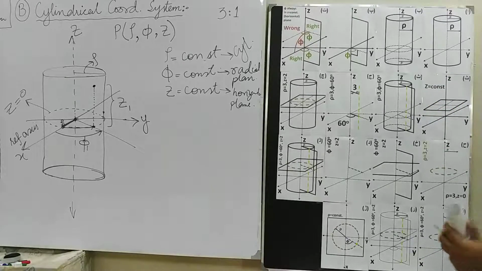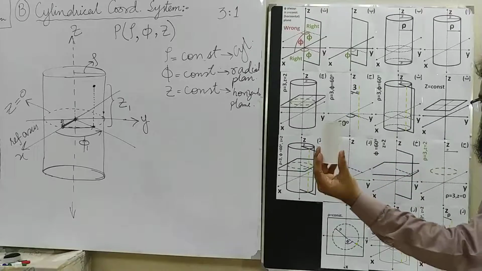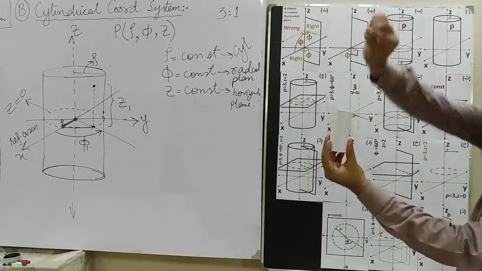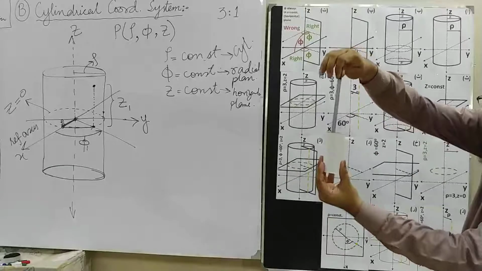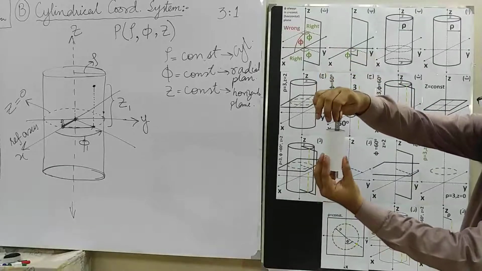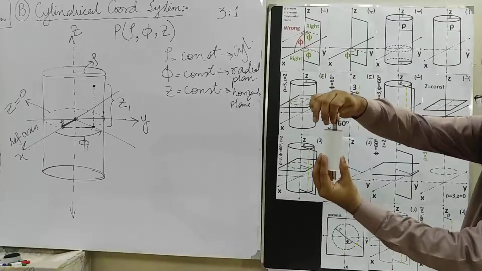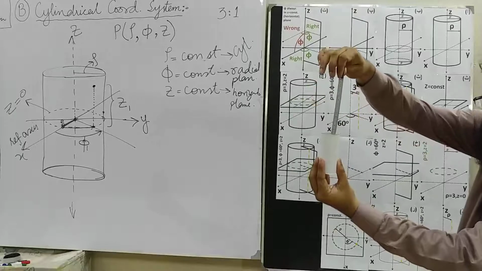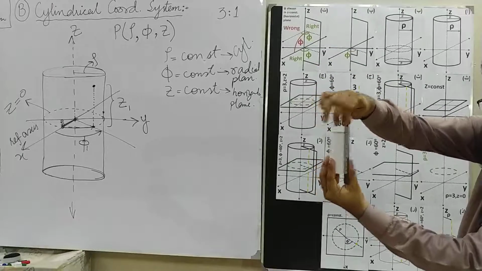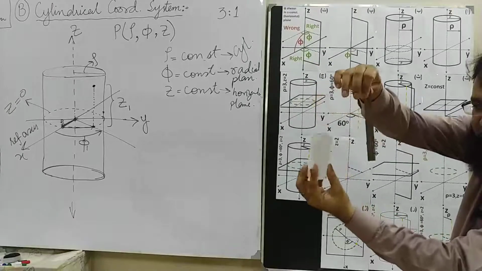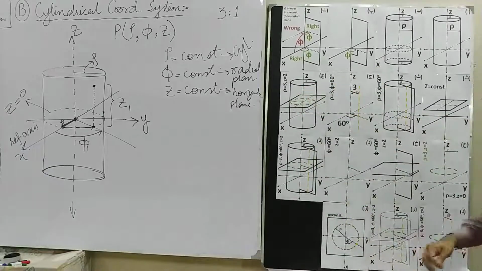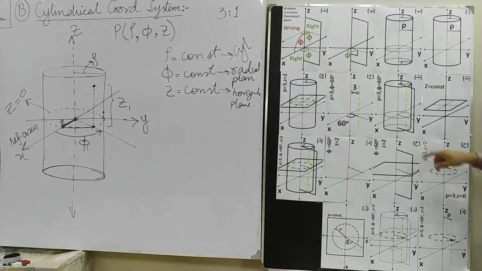This is the cylinder, and this scale is nothing but the radial plane. So if I cut it through, what I will get at the intersection of this cylinder and this radial plane is a straight line like this, okay.